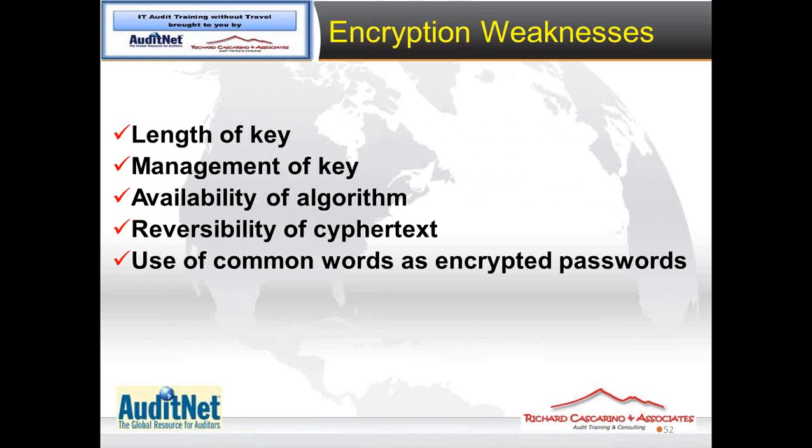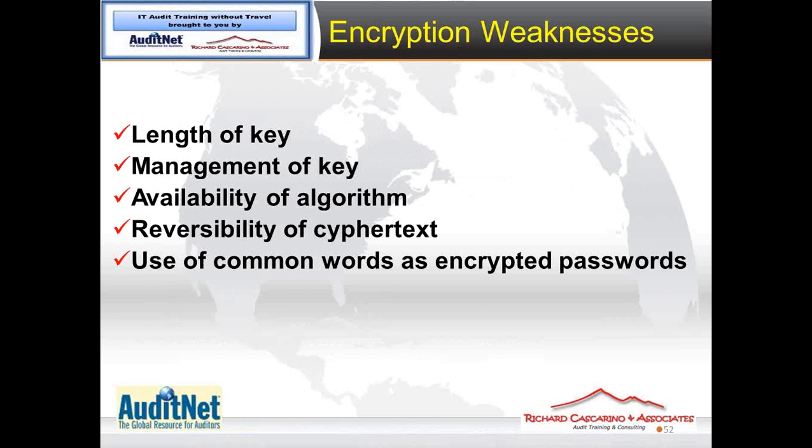Now, encryption comes in two basic forms. You have symmetrical and you have asymmetrical. Symmetrical says one key encrypts and the same key decrypts. Asymmetrical says one key will encrypt and a different key will decrypt. You cannot encrypt and decrypt with the same key. We'll take a look at how that works.